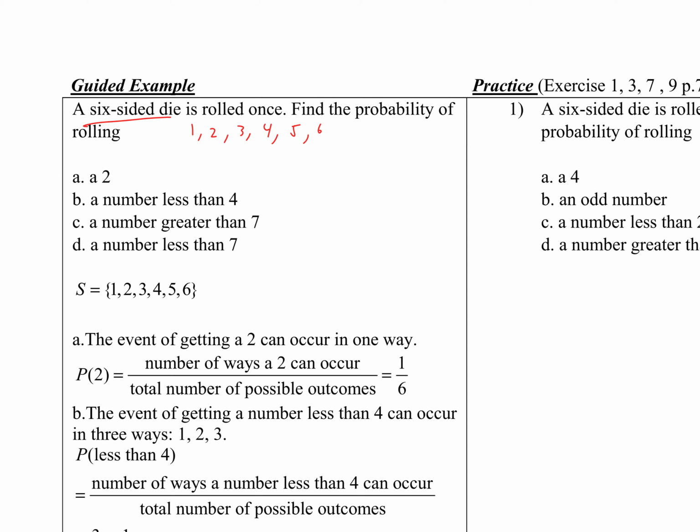In a typical 6-sided die, it goes 1 through 6, right? It's not like it has 4 ones or anything. So there's 6 possibilities, so it's out of 6. And how many of them are 2? Just one of them. So it's 1 out of 6. Simple as that. How about less than 4?